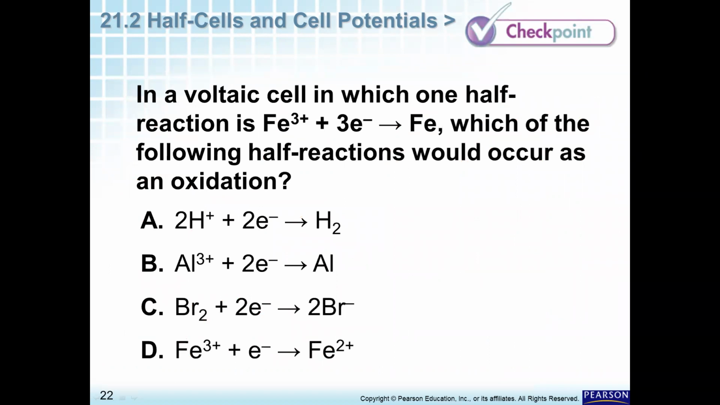Let's read this question and try to answer it the best way. In a voltaic cell, one half reaction of the voltaic cell, either the cathode or the anode, is iron plus 3 electrons to produce, or to reduce to, iron. Which of the following will happen as oxidation? Is it A, B, C or D that will happen as an oxidation, and why? How can you decide?